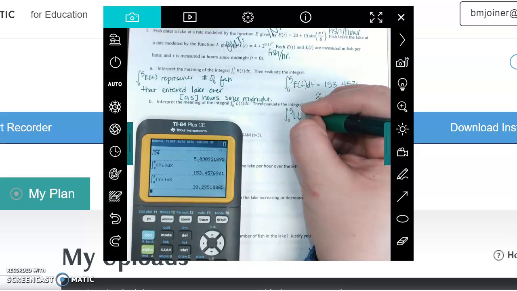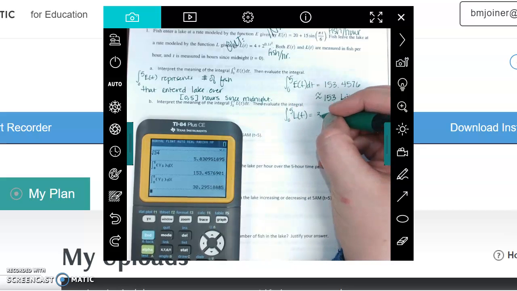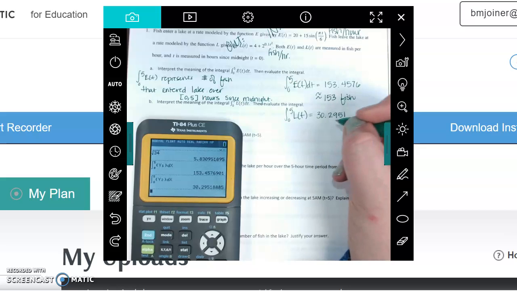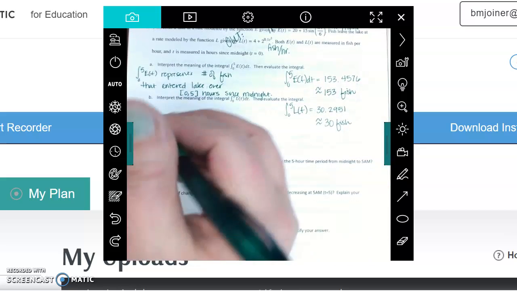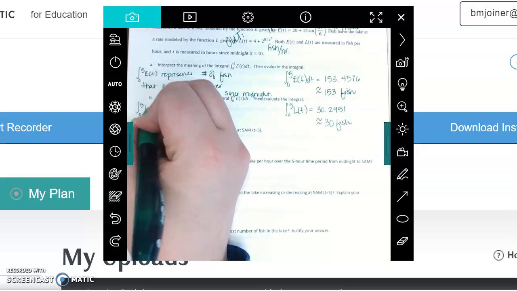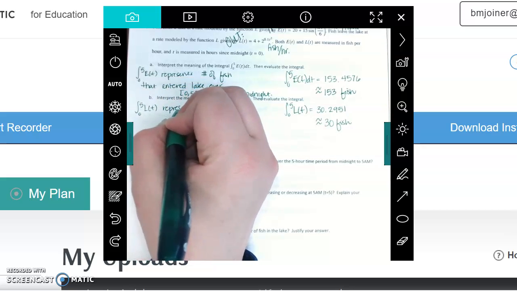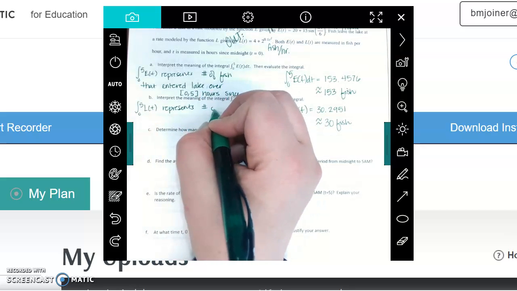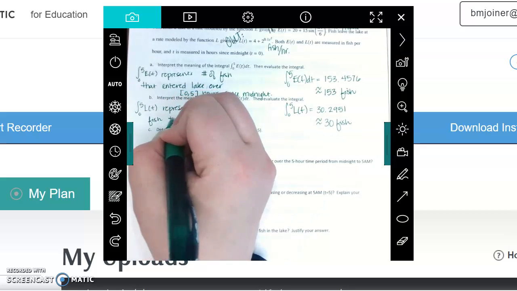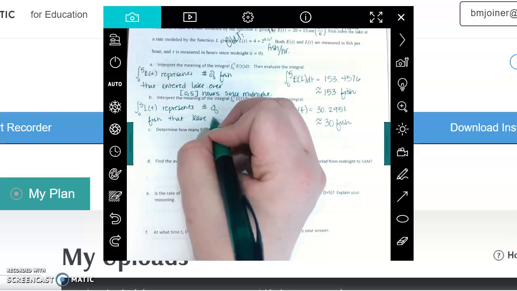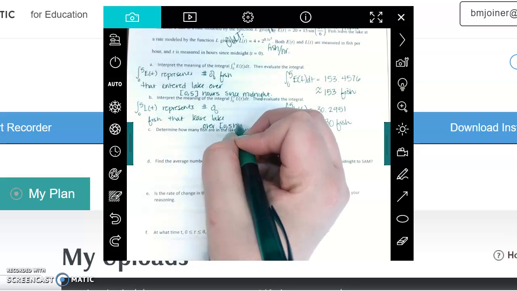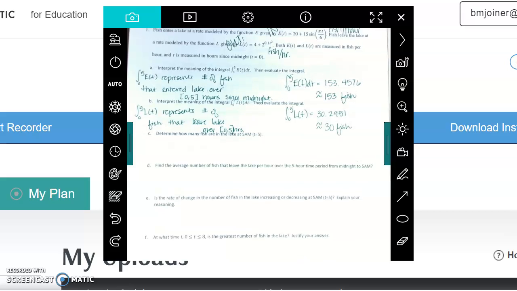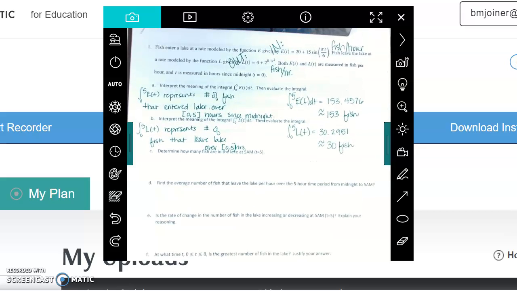So 0 to 5, L of t is equal to 30.2951, which is approximately 30 fish. And then I would say that integral represents the number of fish that leave the lake over 0 to 5 hours. Make sense?